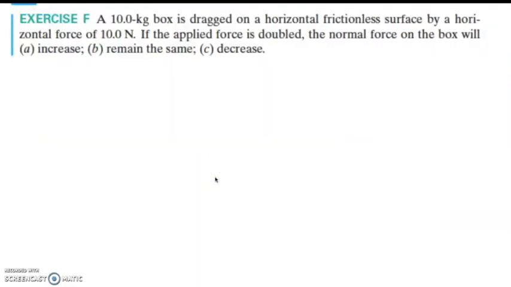Let's say we have a 10-kilogram box. We're dragging it on a frictionless surface with a horizontal force of 10 newtons, so strictly horizontal. If the applied force is doubled to 20 newtons, the normal force on the box will, well, of course, the answer is B, remain the same.